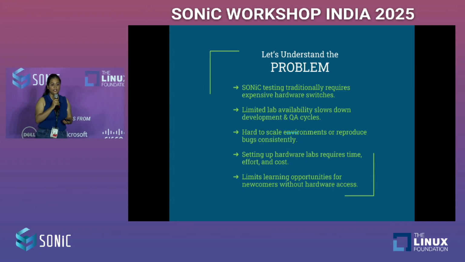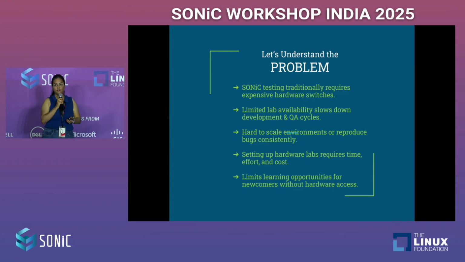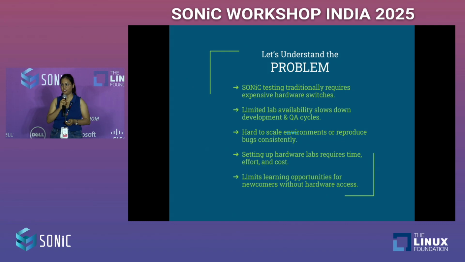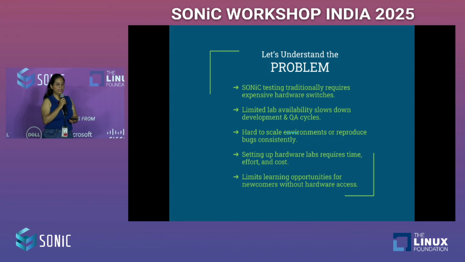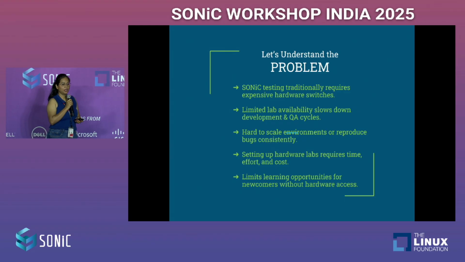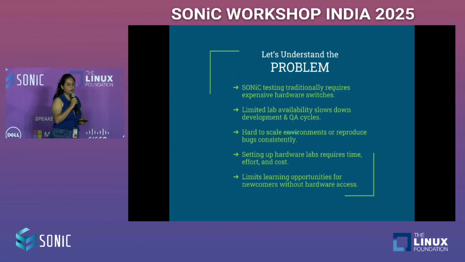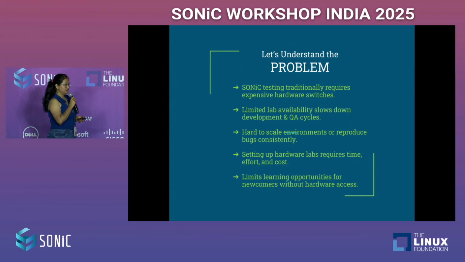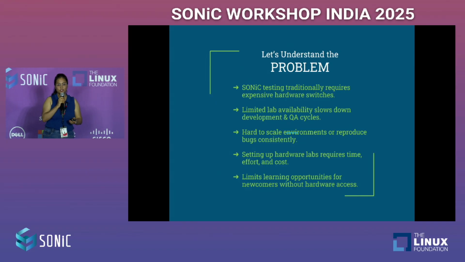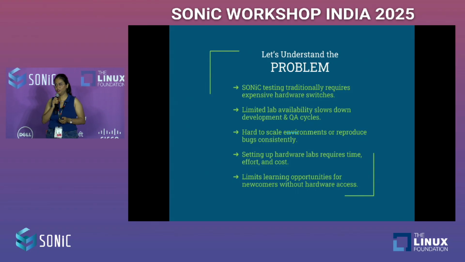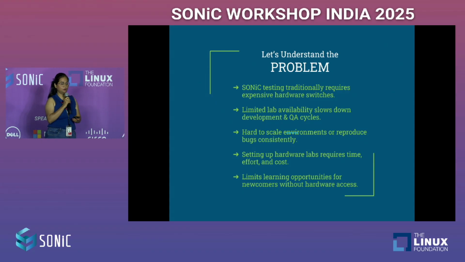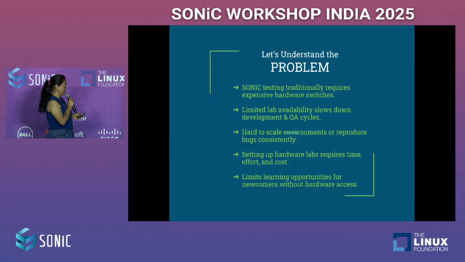The first is that SONiC testing traditionally requires expensive hardware switches, but with the use of virtual labs such as containerization and virtual machines, it has become cheap now. The second is that limited lab availability slows down development and QA cycles, because we as QA engineers are responsible for finding critical bugs to deliver quality products to our customers. So if we are limited because of the lab, it creates delays.